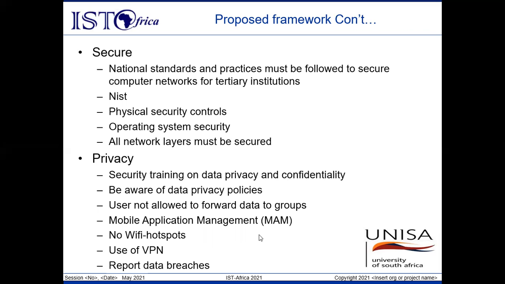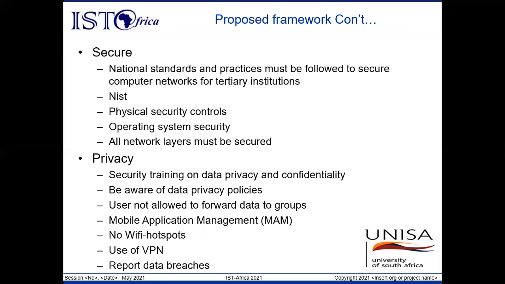The perimeter area for tertiary institutions is supposed to have devices such as intrusion prevention systems and intrusion detection systems. It's also supposed to have firewalls to ensure that people from outside won't have access to your internal network. So in short here, all layers of the network are supposed to be secure.